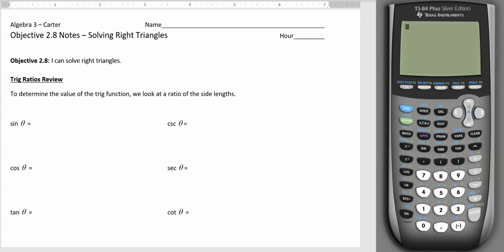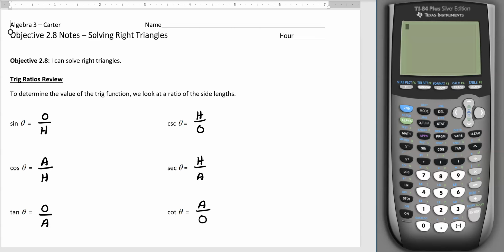First thing I want to review is our trig ratios. I just want to remember the sides that we look at when we're dealing with these different trig ratios. Remember that the sine of theta is the opposite over the hypotenuse. Cosine of theta is adjacent over hypotenuse. Tangent of theta is opposite over adjacent. Cosecant of theta, the hypotenuse over the opposite. Secant, the hypotenuse over the adjacent. And cotangent, the adjacent over the opposite.